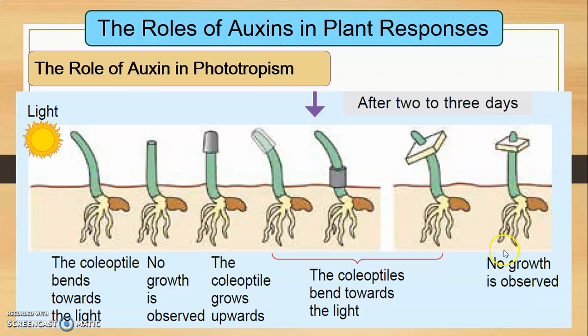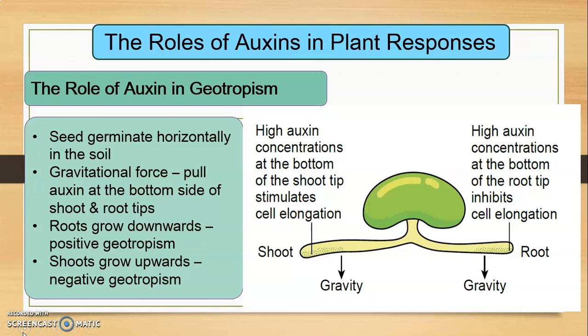But here no growth is observed. Why no growth? Because auxin cannot diffuse through the mica, because the mica will block the diffusion. So it will cause no growth. Okay, so that is the role of auxin in phototropism.